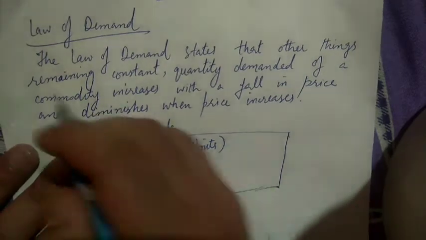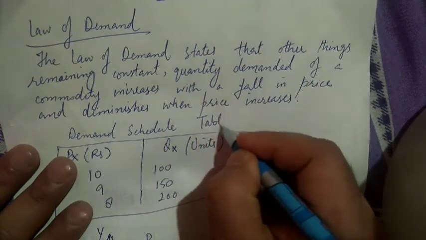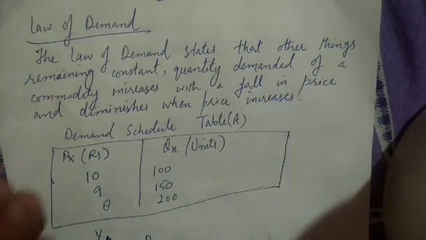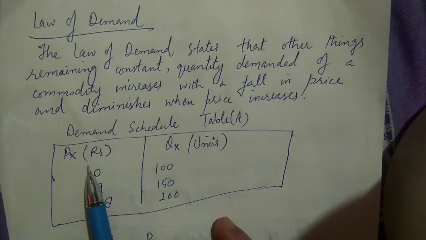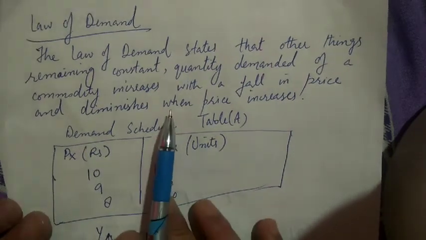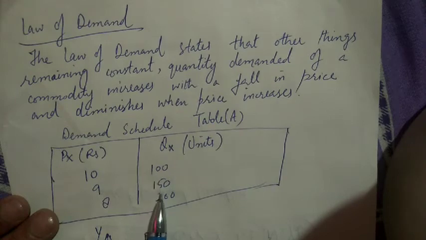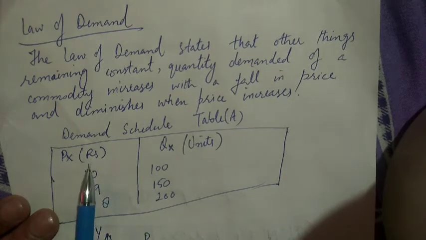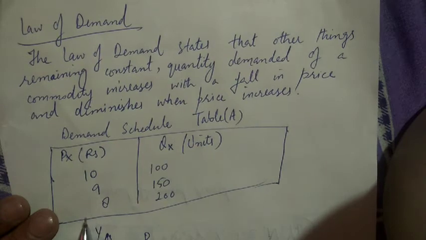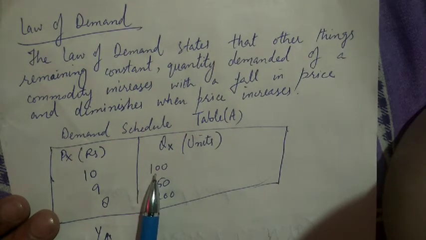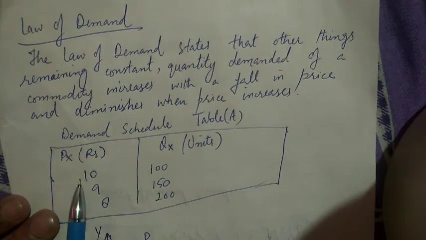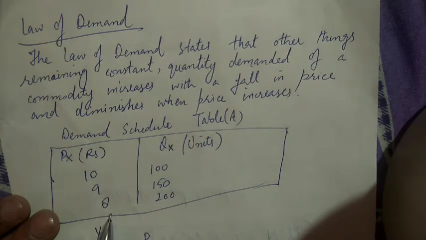We can explain it with the help of Table A. You see in this table, this is the demand schedule. This schedule shows the extension of demand in response to a decrease in the price of the commodity. Thus, the demand stretched from 100 to 150 units when the price reduced from 10 rupees to 9 rupees per unit.